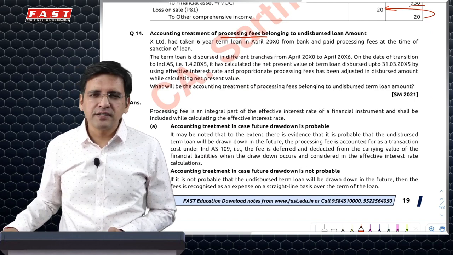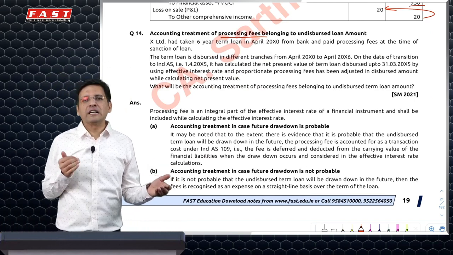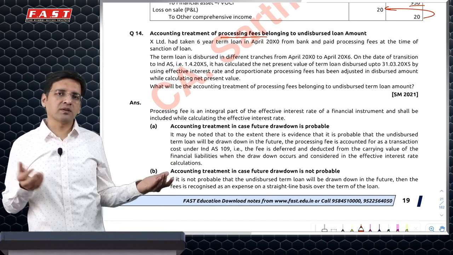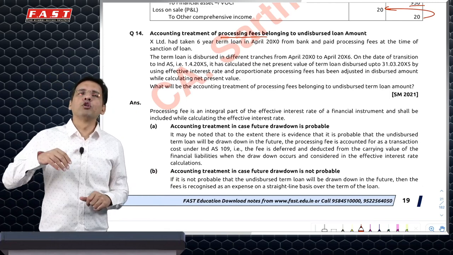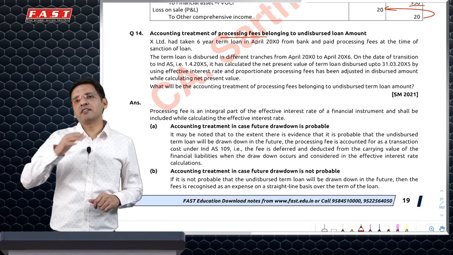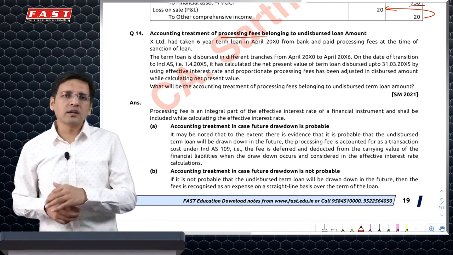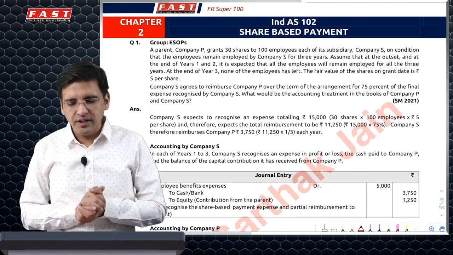Next is processing fees. If you've taken a loan, you've paid processing fees upfront, but only a part of the loan has been taken. The part of the processing fees that relates to the undisbursed or the unavailed part will still be deferred as an asset till the remaining part of the loan is taken and will be adjusted against that remaining part. But if you decide not to withdraw the remaining part, then you'll have to charge that amount to P&L. That is a small theory question.